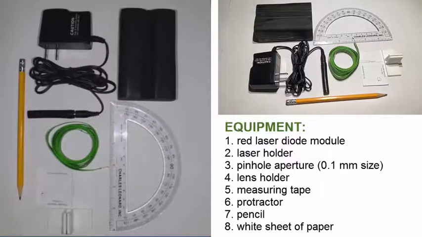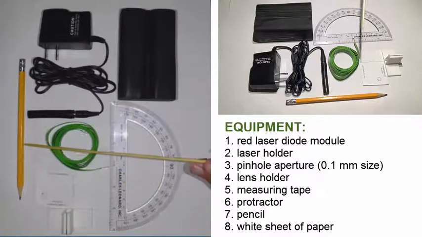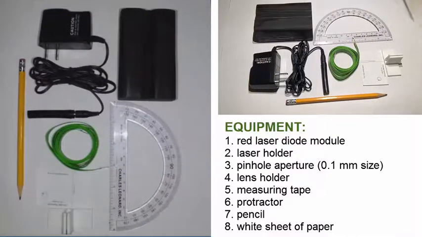The equipment to be used in this lab consists of a red laser diode module, a laser holder, and a circular aperture or pinhole of a size of 0.1 millimeter. We will use the lens holder to hold the circular aperture, and for the measurement we will use a measuring tape, a protractor, a pencil, and finally a large white sheet of paper.